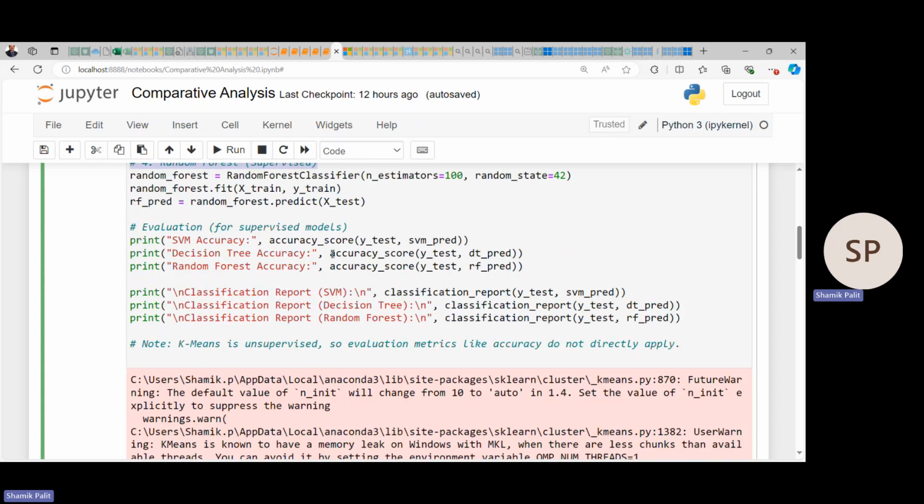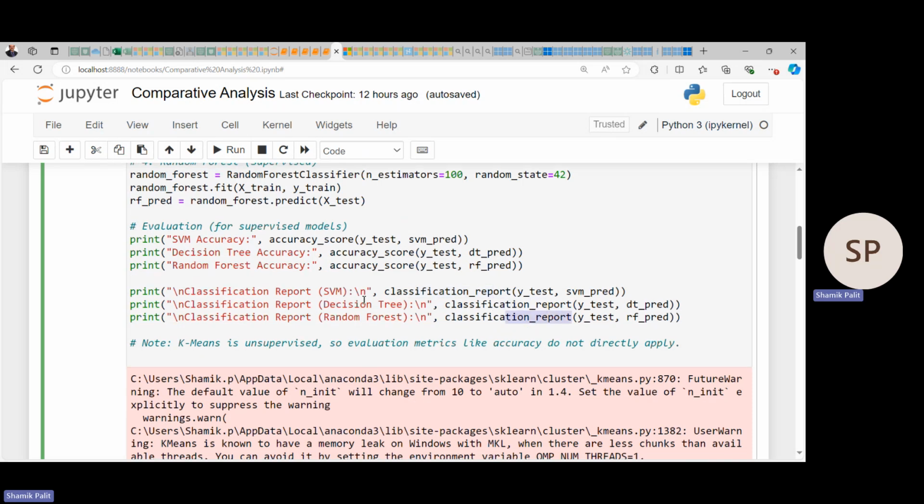Look at the evaluation part. Here our main concern is to get the accuracy score, which we did for all algorithms, as you can see over here: SVM, decision tree, and random forest. As k-means is unsupervised, we have not directly applied the evaluation metric over here. And we have also incorporated the corresponding classification report for all the algorithms.